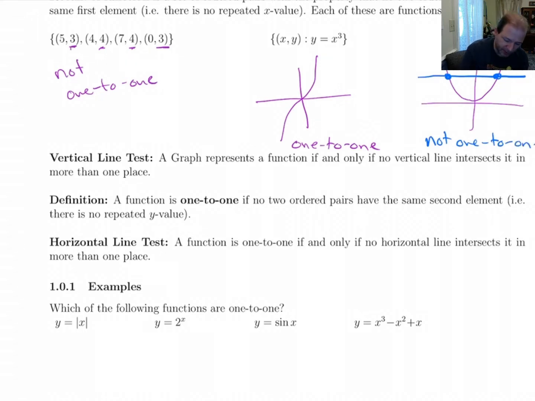And this sort of brings us down here to the horizontal line test. A function is one-to-one if and only if no horizontal line intersects it in more than one place. The horizontal line test works just like the vertical line test, except it determines if something's one-to-one rather than determining if it's a function.